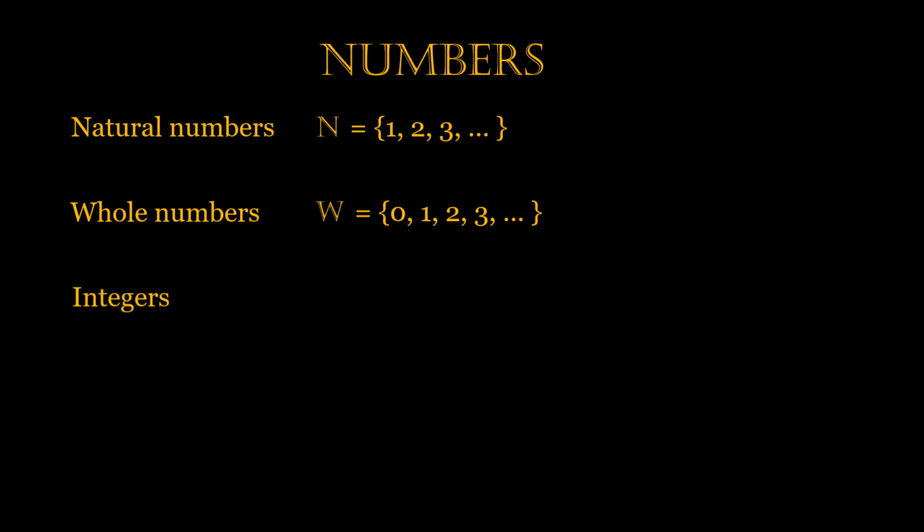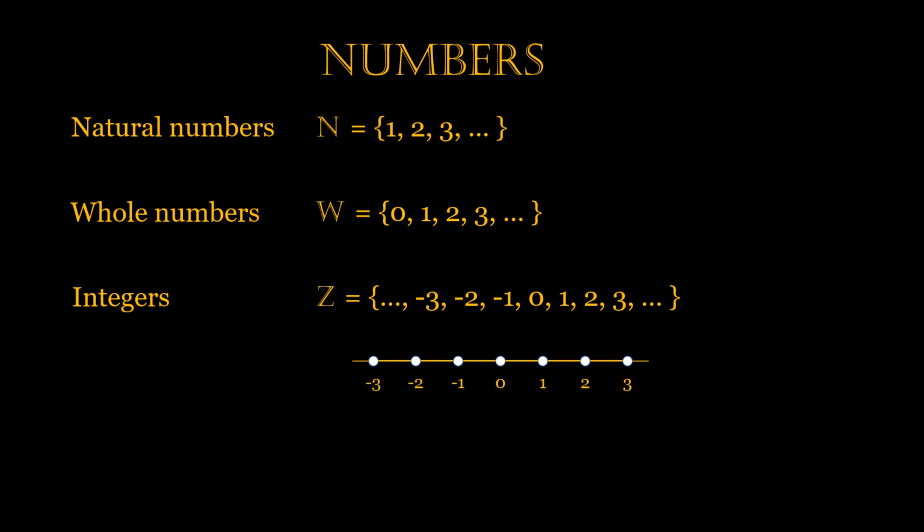Integers are all the whole numbers and they also include the negatives of the whole numbers. Integers, denoted by Z, are equal to ..., -3, -2, -1, 0, 1, 2, 3 and so on. A line plotted with integers can also be called a number line, as shown here.